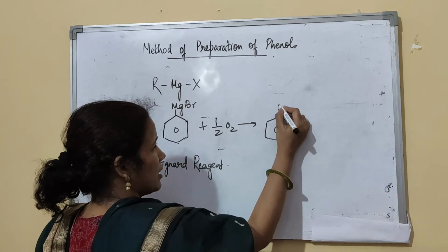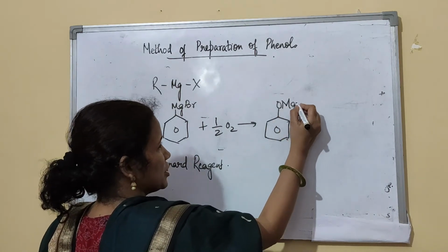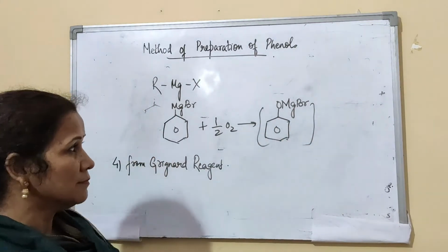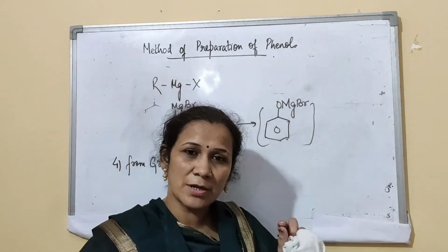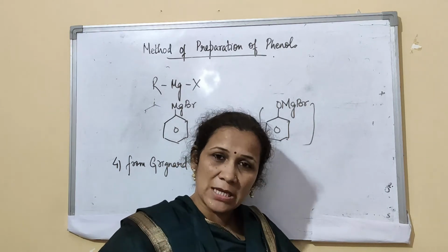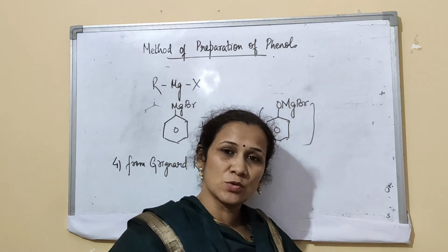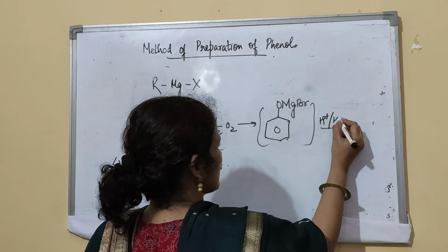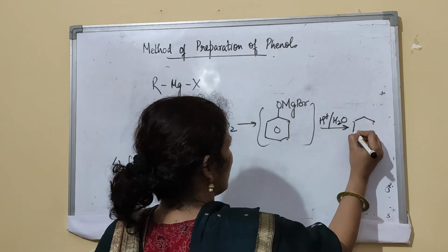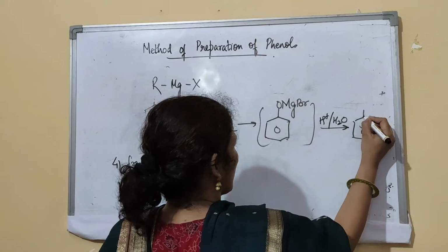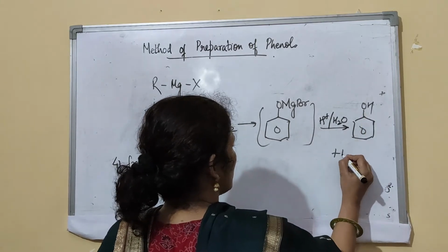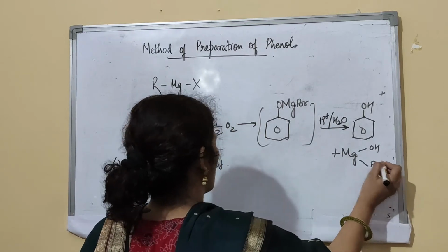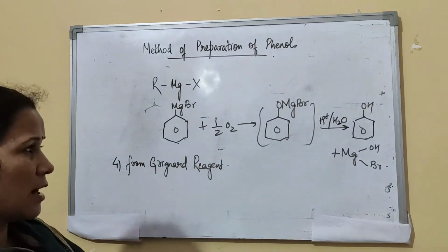Say for instance we are taking an aromatic Grignard reagent, treat it with oxygen, you will be getting a transition product like OMgBr. Whenever you have a transition product, it is very easy to convert it to phenol. Just do the acidic hydrolysis. Acidic hydrolysis, you will be getting phenol plus the byproduct. So this is from Grignard reagent.